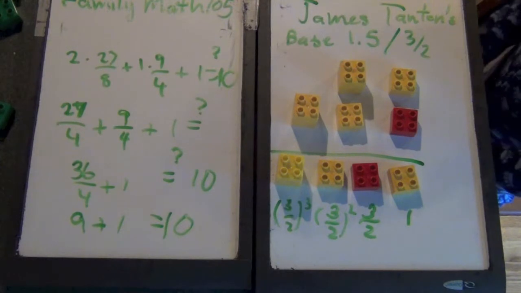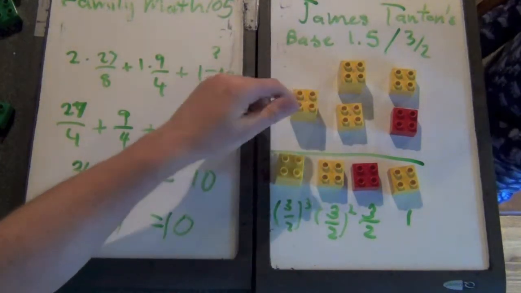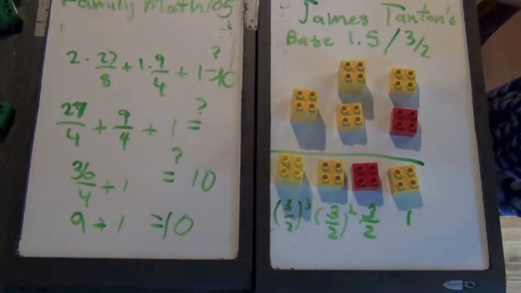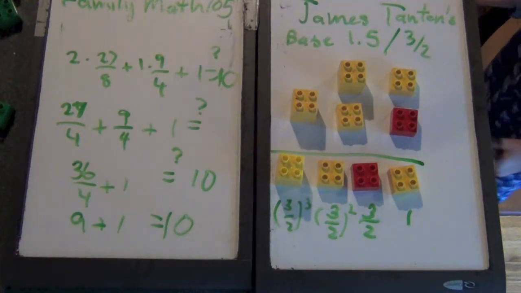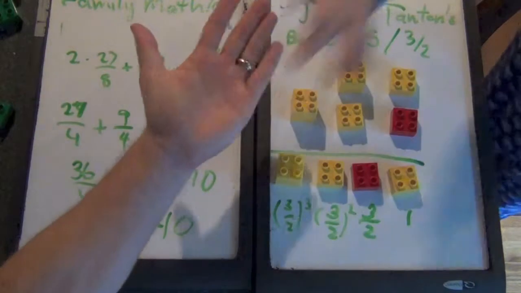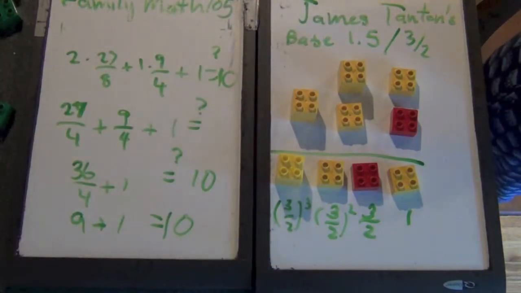How about that? So our magical little Duplo blocks, they knew how to add in binary, and they also somehow know how to add in base 3 halves. That is cool. Yeah, all right. High five, guys. Good job. That was really neat. I like that a lot.